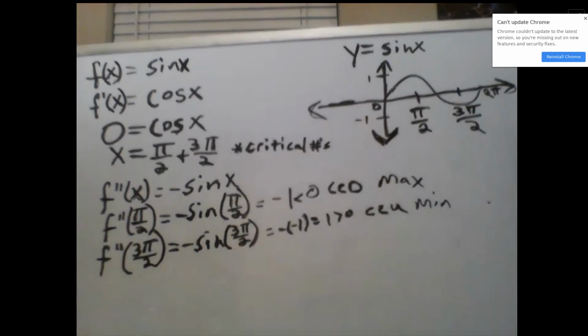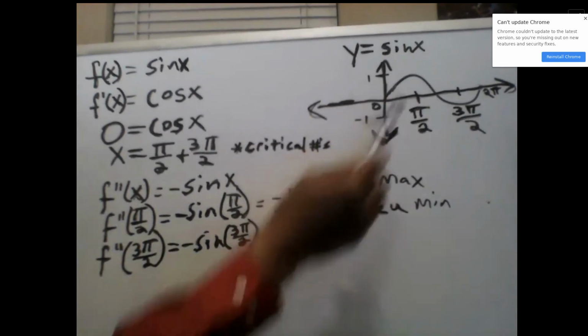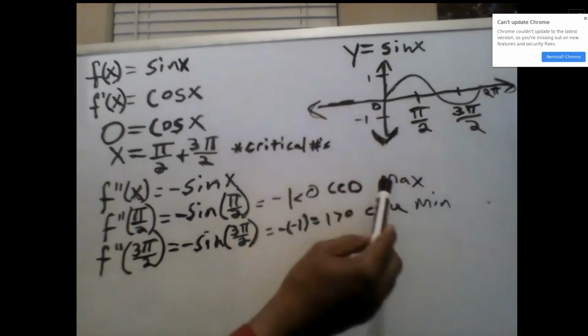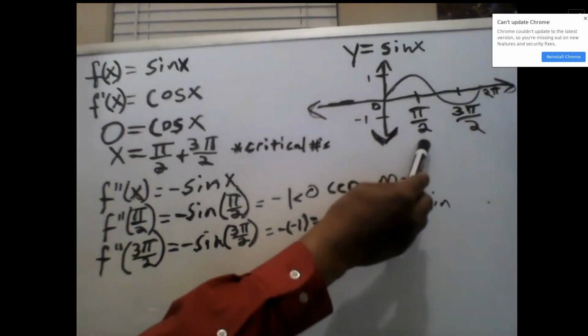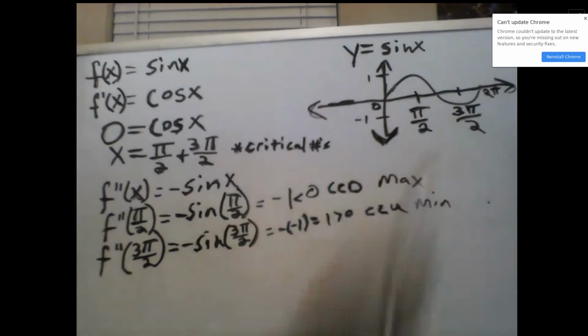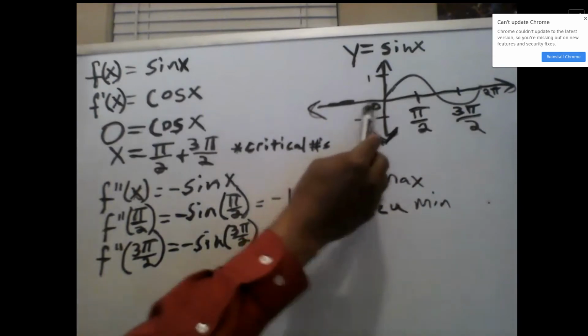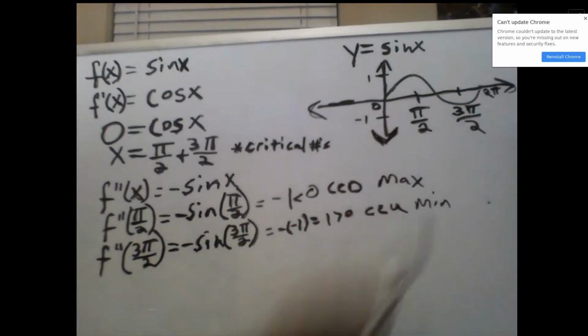You can see from the graph here that the optimization for a sine is a maximum at pi over 2 and a minimum at 3 pi over 2 on the interval between 0 and 2 pi. But suppose we didn't have the graph here. How do you do it? Well, you do the second derivative test, actually.